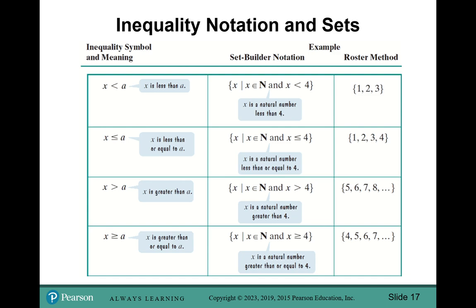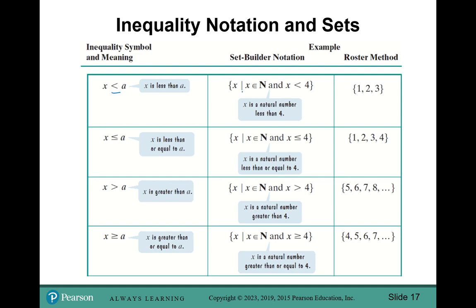So let's look at the table here. So we have inequality notation in sets. An inequality symbol and its meaning is in the first column. The set builder notation will be in the second column, and the roster method will be in the third column. So if we look at this first example, x < a is what this notation stands for. Remember that this is the less than sign. So x is less than a.